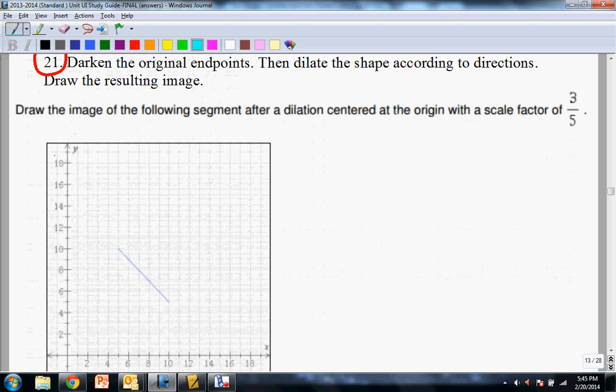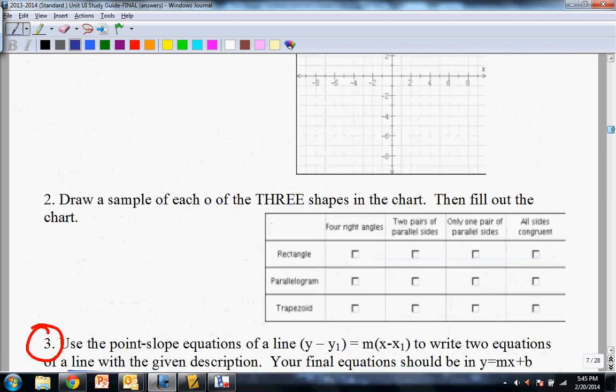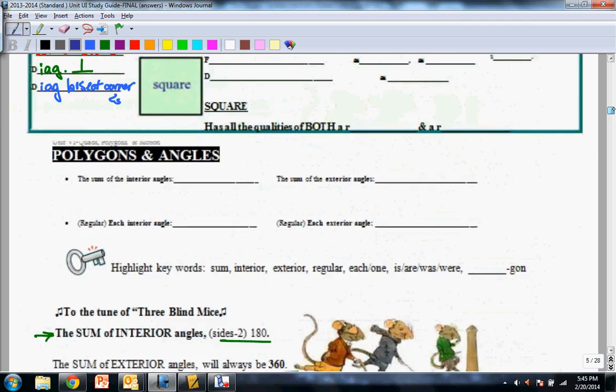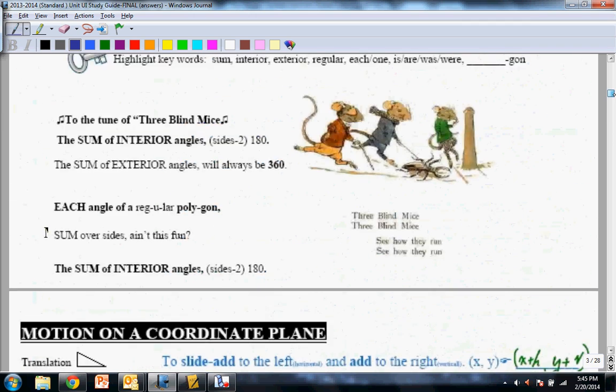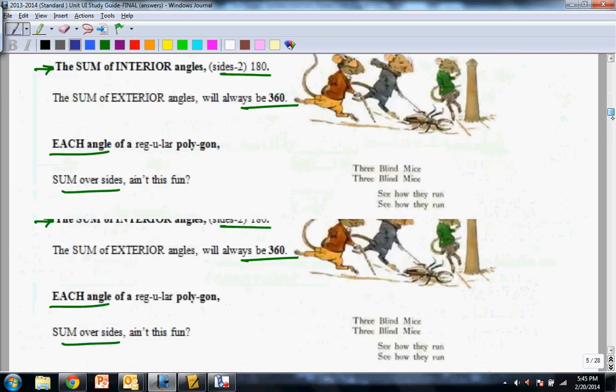Okay, it says darken the original endpoints, then dilate the shape according to the directions. Draw the resulting image. Dilate. Now dilate, we go back in here to this. How do we change things? Motion on a coordinate plane. Dilation, it says to change in size, just multiply. To change in size, we multiply.